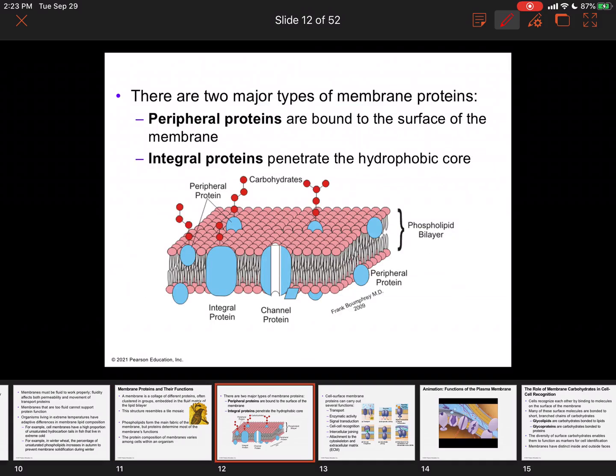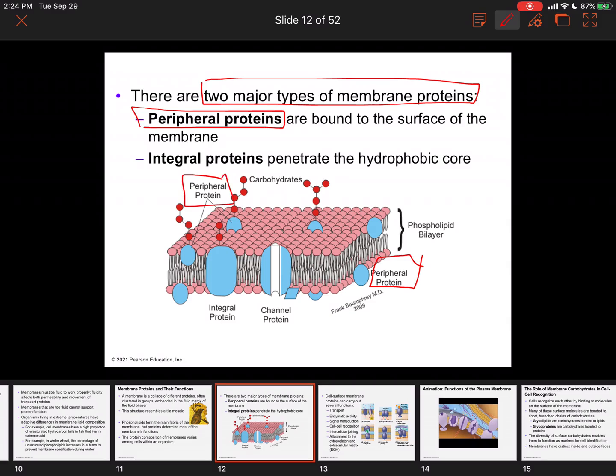Okay, there are two major types of proteins that we're going to find that will be part of the cell membrane. We've got the peripheral proteins, and those will be bound to the surface. And so here they are. Here's an example of a peripheral protein, just kind of attached there to the surface. Here's some more examples up here, pointing to these two that are just attached there to the surface.